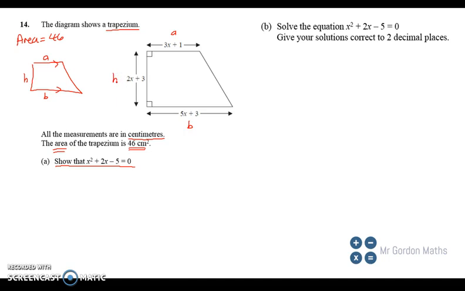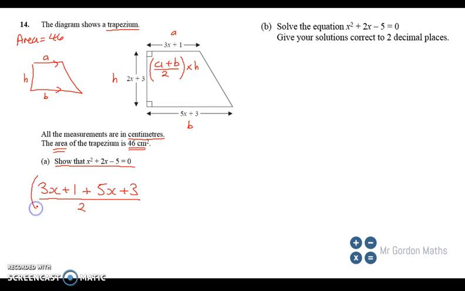The formula for the area is: add together A and B and find their average, so divide by 2, and then times that by the height. It's a bit like a rectangle, length times width, but you have to find the average of the two lengths first before timing it by the height. So let's start filling these in. A is 3x plus 1, plus B, which is 5x plus 3, and that's all going to be divided by 2.